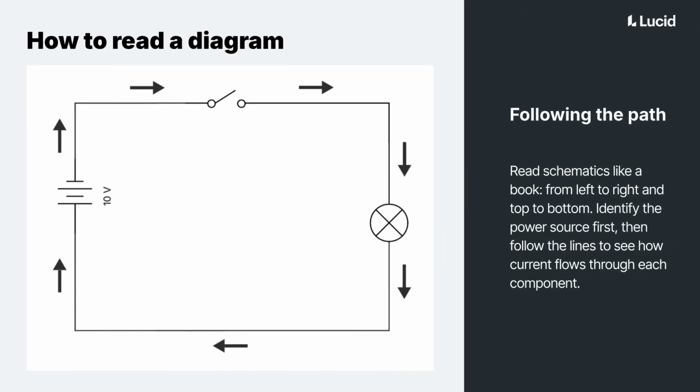How to read a circuit diagram. Follow the path from the power source. Read from left to right and top to bottom to understand how the current interacts with every component.